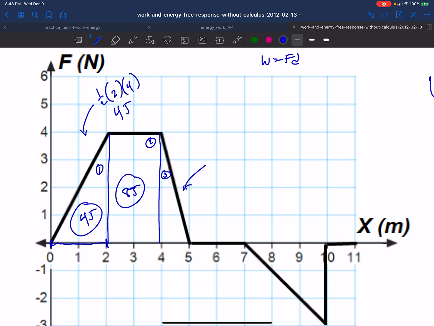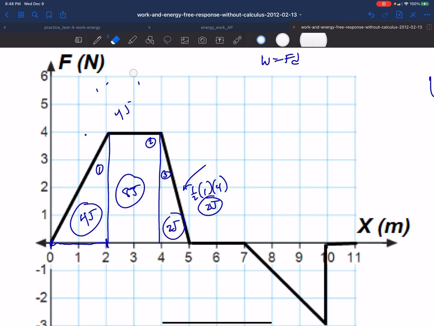3, also not difficult. It's a triangle, so 1/2 base times height means that we're going to have 2 joules right here. So 2 joules here. Okay, so that takes care of this first part, and that is the total work done during these different sections, and obviously it's for a total of 14 joules. 14 joules in totality.